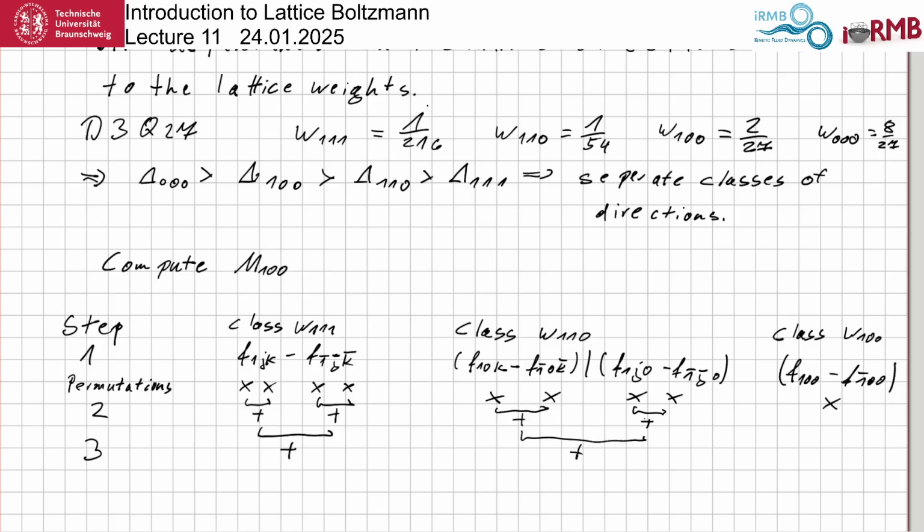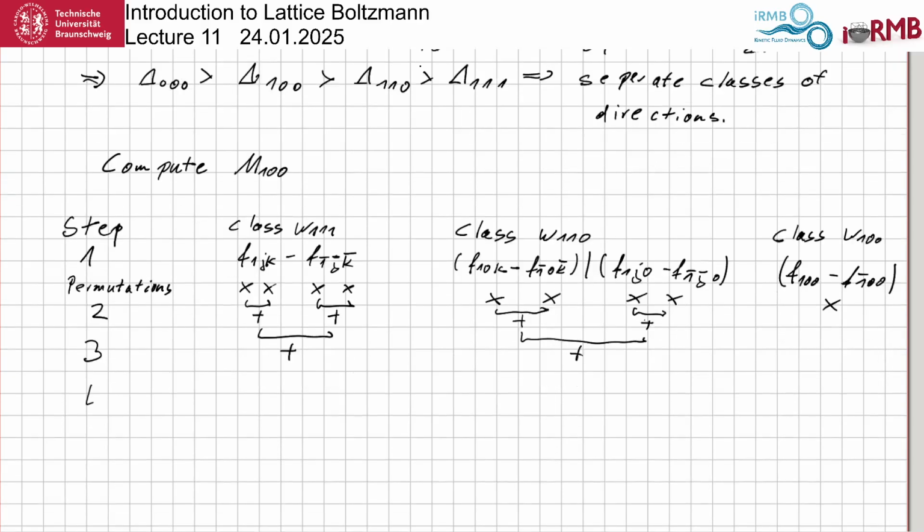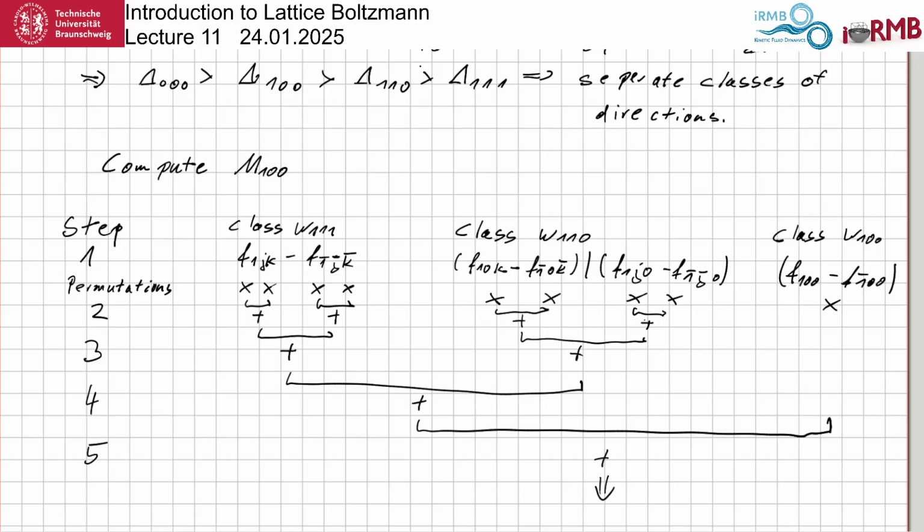And then we go to the fourth step and add these 2 guys together. And then comes the fifth step, where we add this with the last one here together. And what we then have is M100.